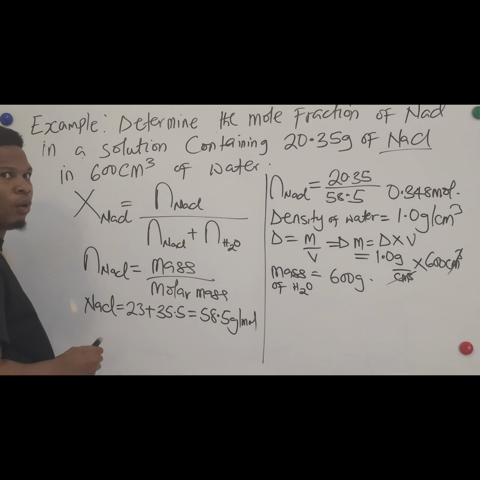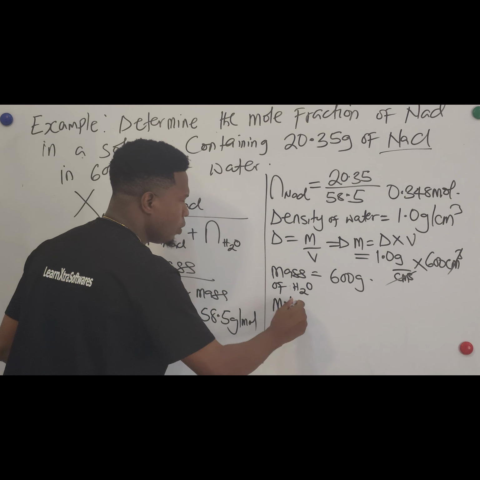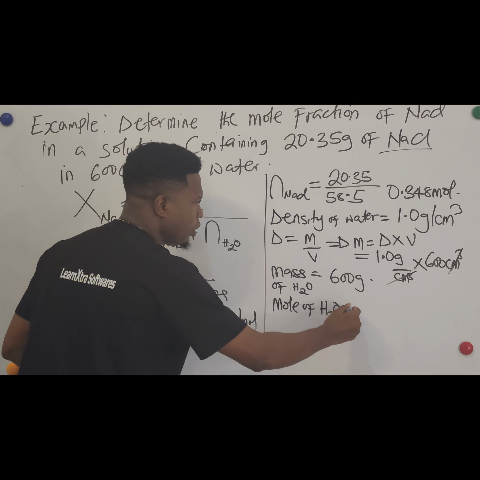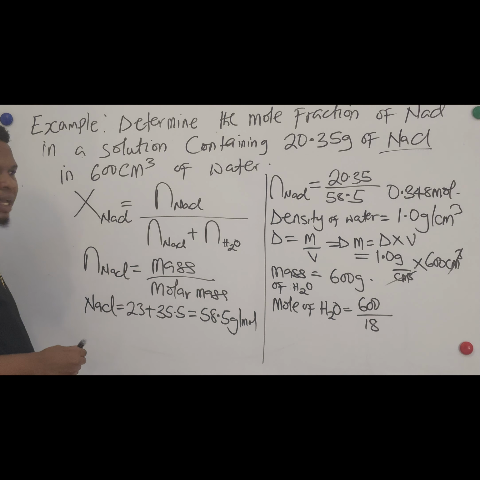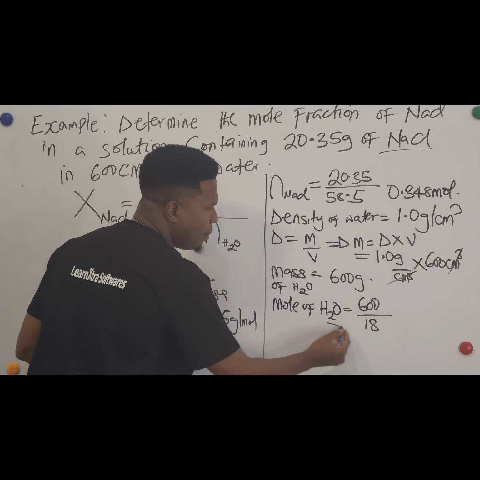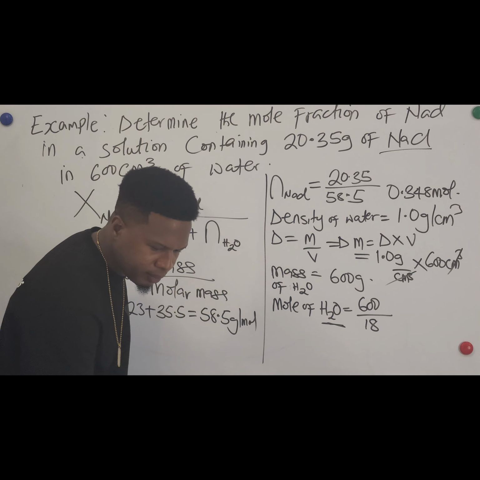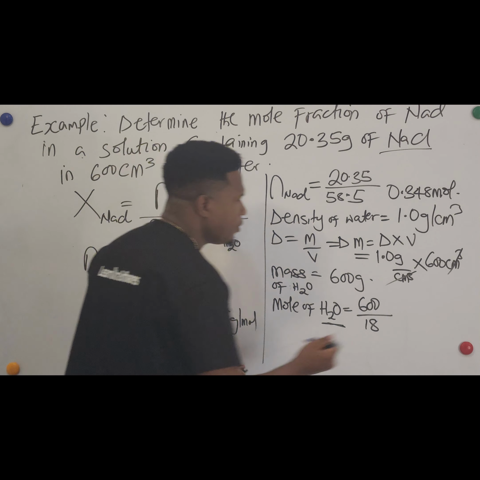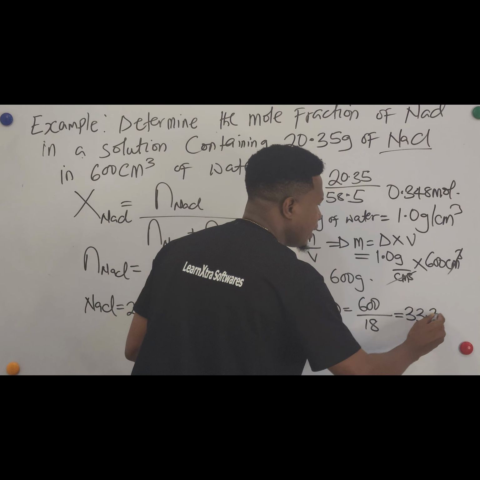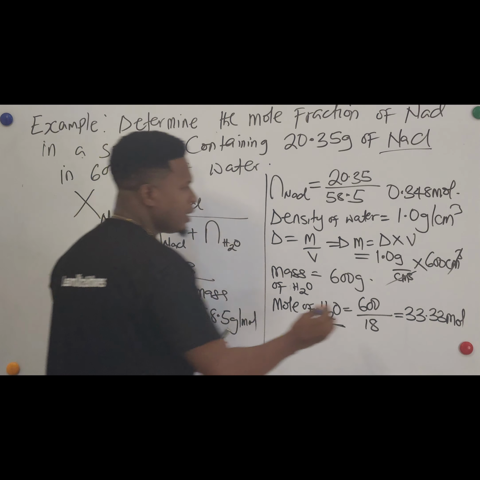So the next thing now is to get the moles of water. The moles of water becomes 600 over 18. How did I get 18, class? 18 is the molar mass of water: 1 times 2 plus 16, which is 18. So 600 divided by 18 gives us 33.33 moles, right?